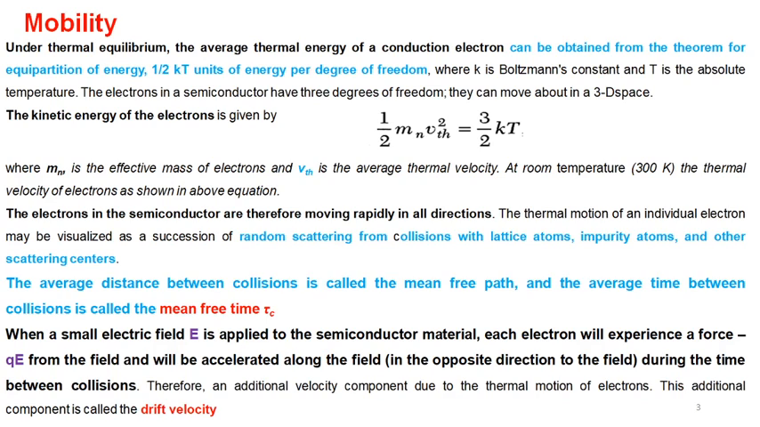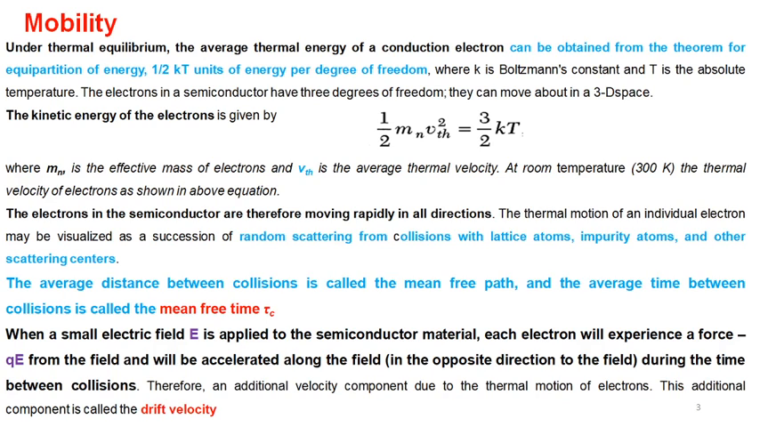In three-dimensional space, we can write the kinetic energy equation. We know that kinetic energy is equal to 1/2 m v squared, and that 1/2 m v squared is equal to 3/2 kT in three dimensions. Here mn is the mass of the electron, vth is the thermal velocity, k is the Boltzmann constant, and T is the temperature.